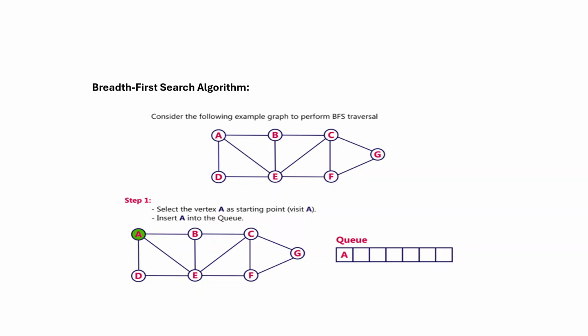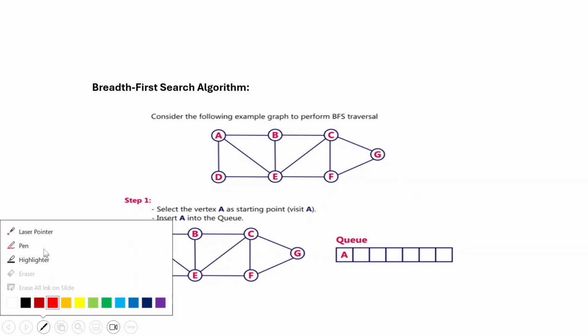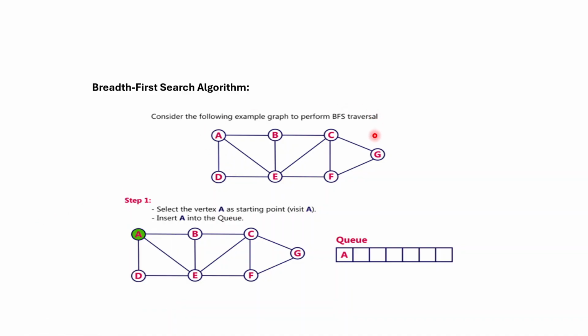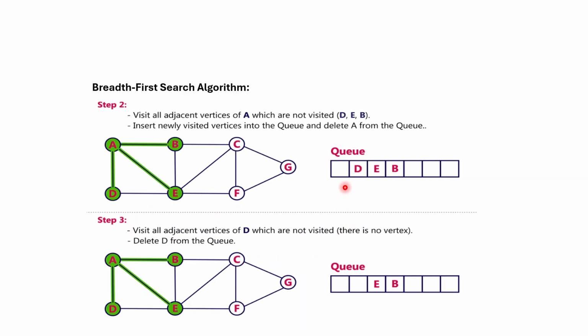So now here is the graph. This is the given graph: A, B, C, D, E, F, G. I have taken A as the starting point. So for A, insert A into the queue. For A, the adjacent nodes are B, D, E. So I will insert D, E, and B into the queue. Then visit all the adjacent vertices of A which are not visited.